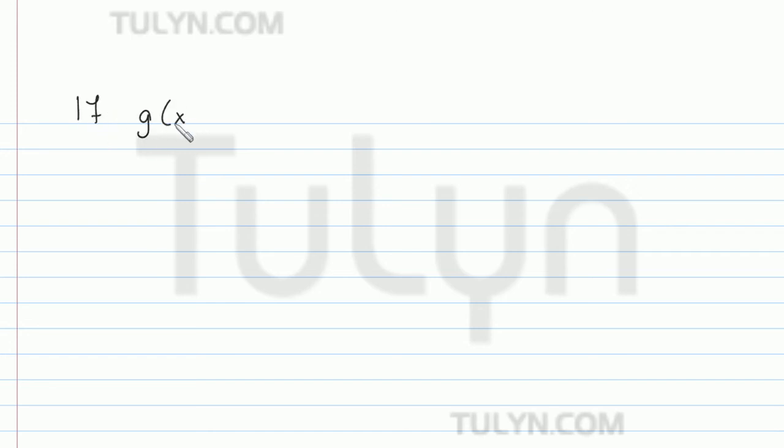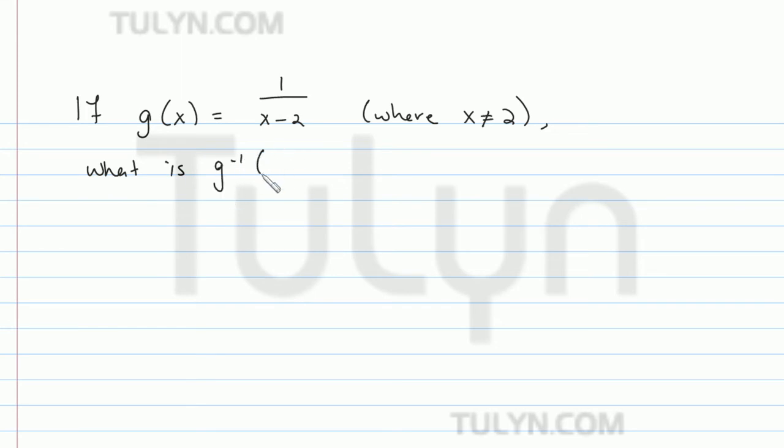If we have the function g of x is equal to 1 over x minus 2, where of course x cannot equal 2 in the domain, I want to know what is g inverse of 1/2. So the first thing we need to do to find g inverse of 1/2 is to find g inverse of x. To find the inverse of this function, we need to follow 3 steps.